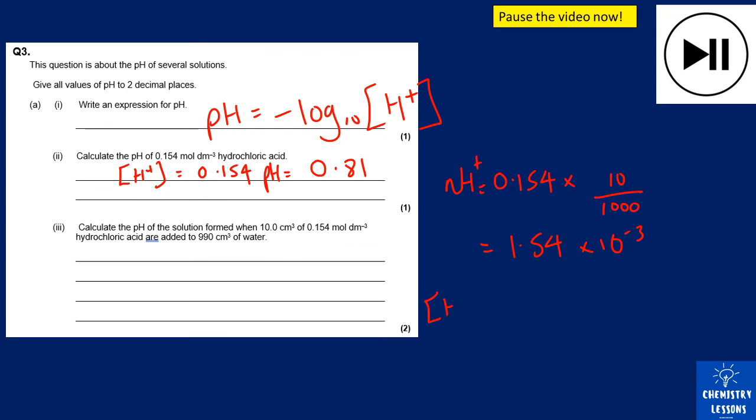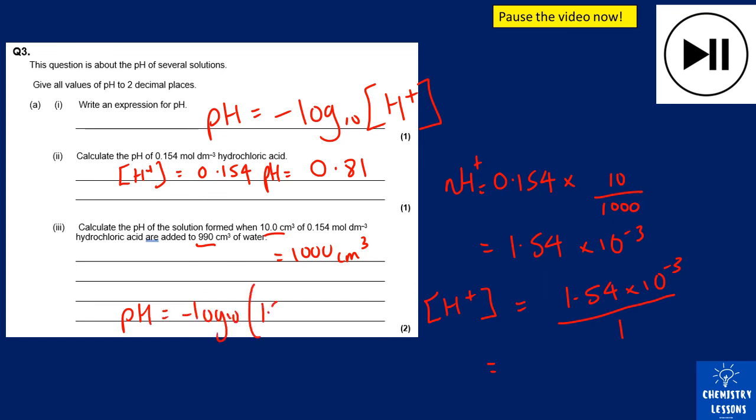Now we need to find the H plus concentration, which is going to be moles over volume. We've just worked out our moles. The volume is 1,000 centimeters cubed because it's 990 plus 10, which is 1,000 centimeters cubed, which is 1,000 over 1,000. It's 1 decimeter. So H plus concentration is just divided by 1. So we can just do minus log base 10 of 1.54 times 10 to the minus 3. That pH comes out to 2 decimal places as 2.77.